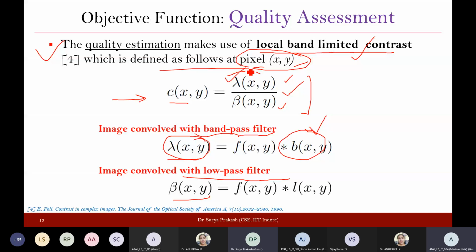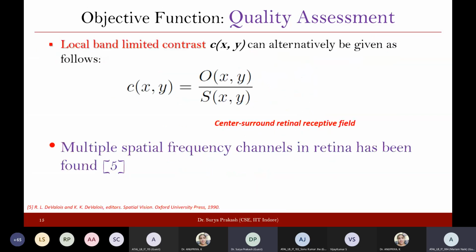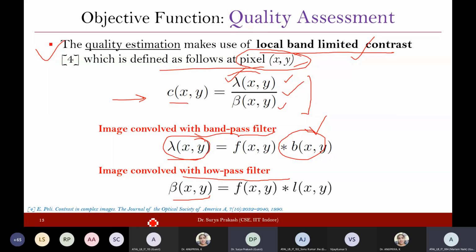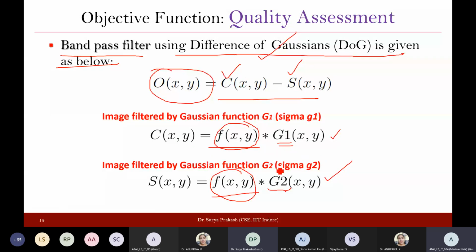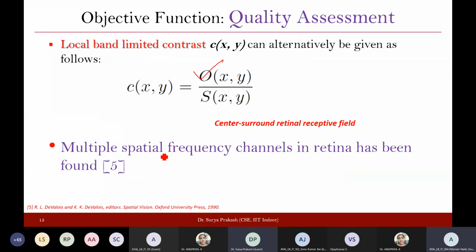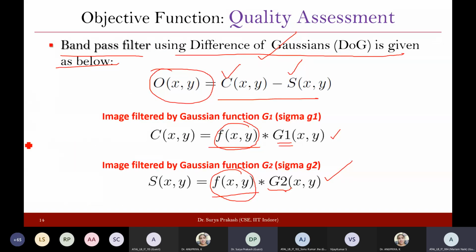So in place of lambda, you can write this O value. And what is your beta here? Beta is actually a low pass filtered image. Low pass filtered means you can substitute the denominator by the S here, because S is how you have created S.